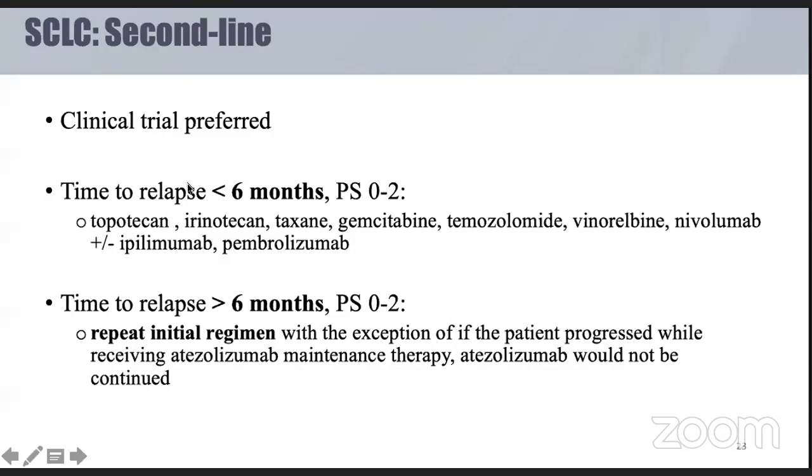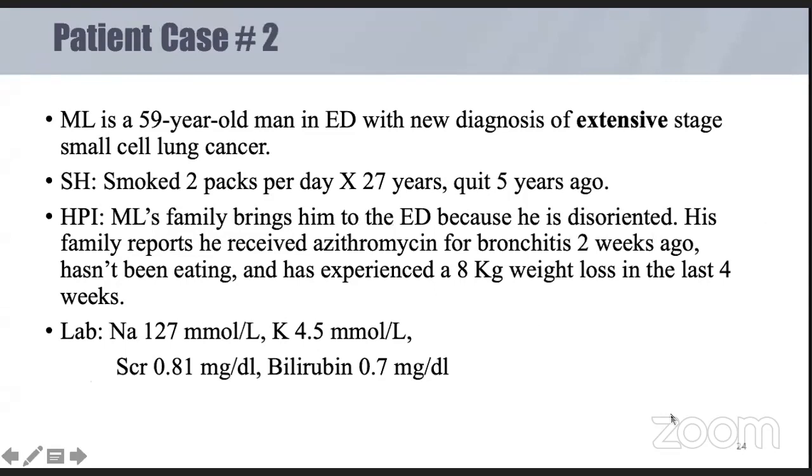If this time is less than 6 months, then we're gonna use those agents considered as second-line agents like topotecan, irinotecan, taxanes, and also we can use the immunotherapy. If this time is more than 6 months, then we're gonna repeat the initial regimen. We consider this patient platinum sensitive, so we can repeat the initial treatment.